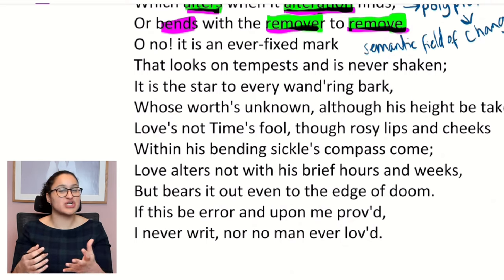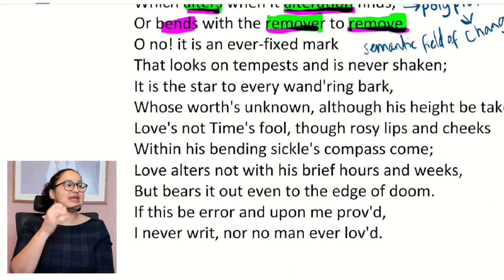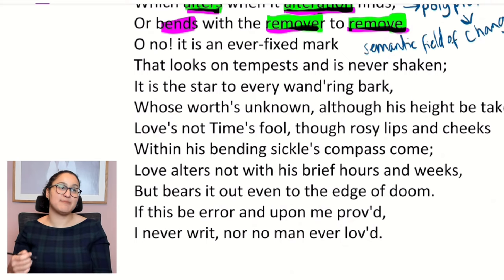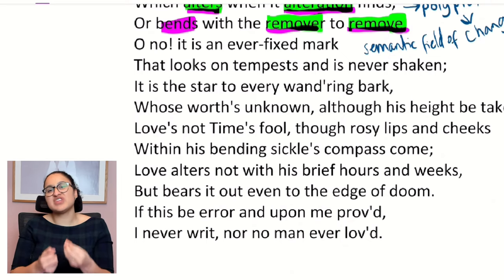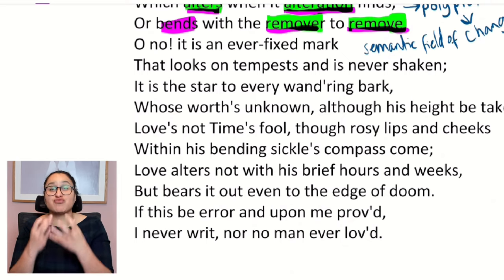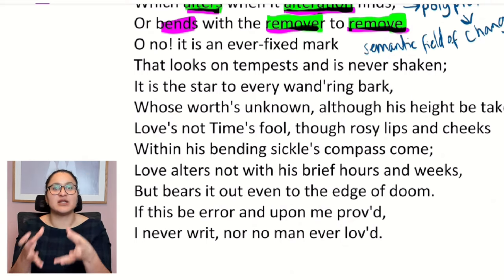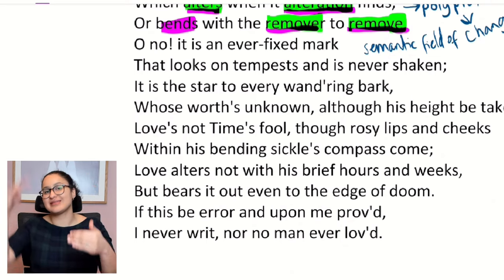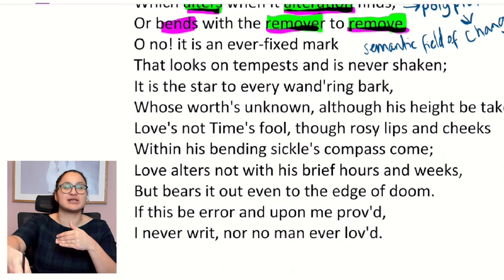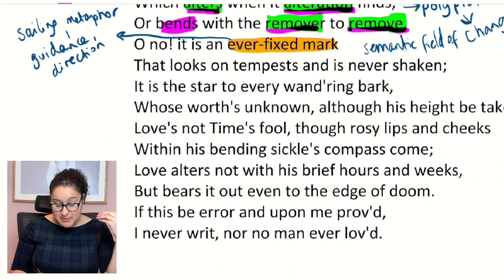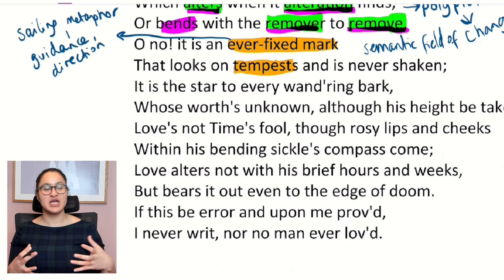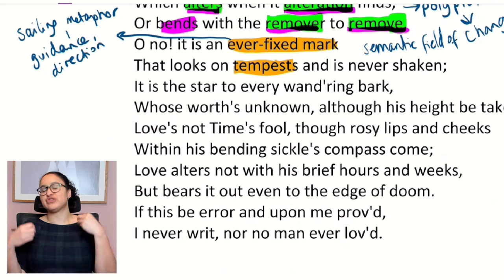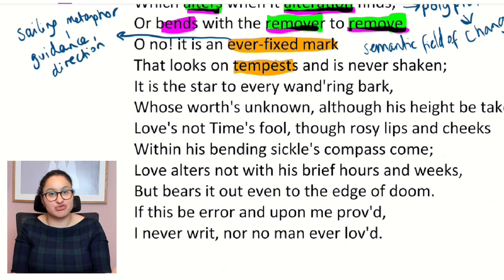The tempest, that just means a really violent storm. The ever fixed mark that looks on tempests and is never shaken is calling love something that gives us our sense of direction, our guide in life, our navigation, just like that ever fixed mark helps our sailors know where they're going. So if we think about what the tempest represents, that's essentially the same as an impediment, right? It's a continuation of that idea. A very violent storm is the challenge that the sailor is facing in trying to sail their ship.